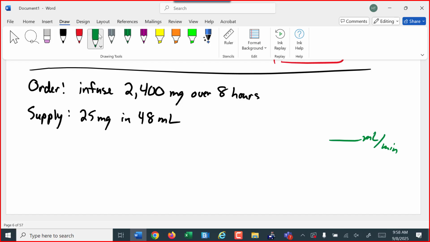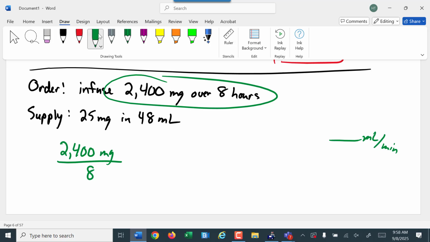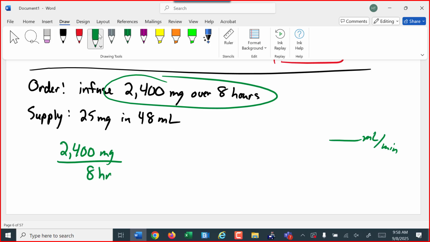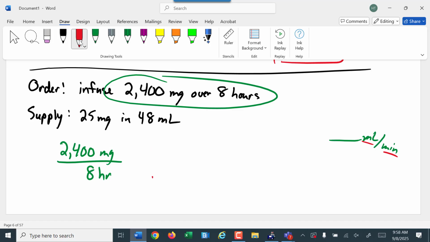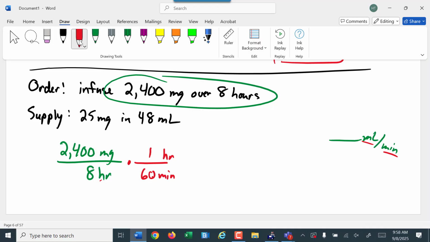So to get to milliliters per minute, I start with the doctor's order again: 2,400 milligrams over 8 hours. Now we want milliliters per minute, which means both units have to change. Milligrams are going to have to change to milliliters. Hours are going to have to change to minutes. Which one we do first is just a matter of your own personal preference. I tend to like to convert time first and get it over with. So that's what I'm going to do. Hours are on bottom, so I'm going to put hours on top. 1 hour is 60 minutes. So the hours have canceled out.